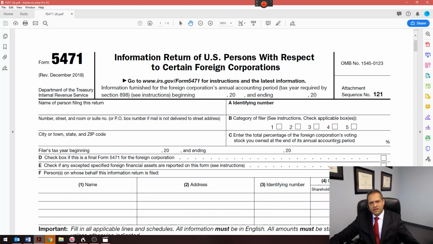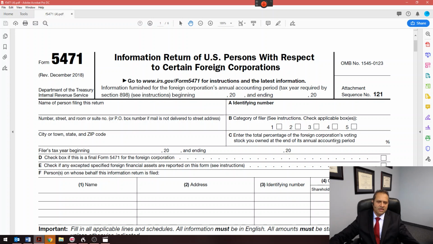I did want to spend a minute on penalties. If you do file a delinquent Form 5471, the IRS processing center that receives these Form 5471s automatically assesses a $10,000 per year per form penalty. There's really no discretion that they have. It's automatically assessed. Now, there are defenses to these penalties, such as a reasonable cause abatement.